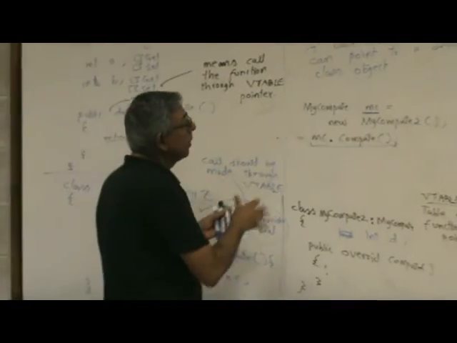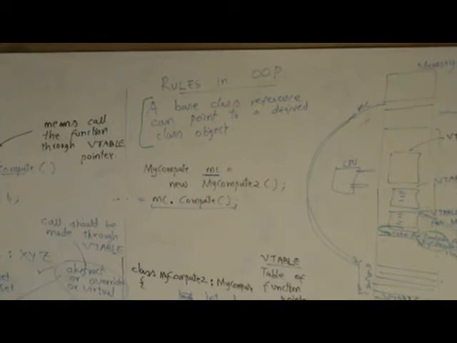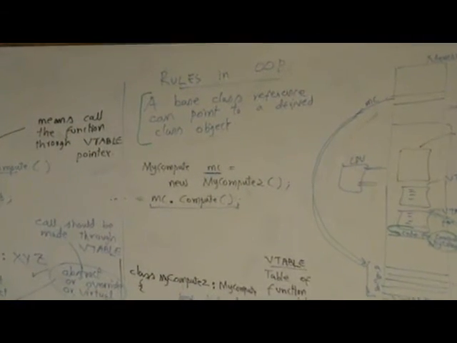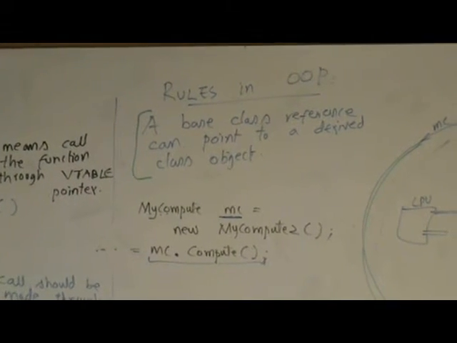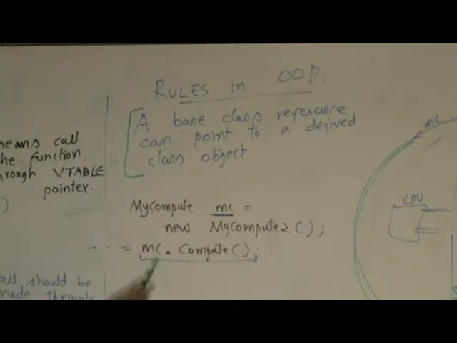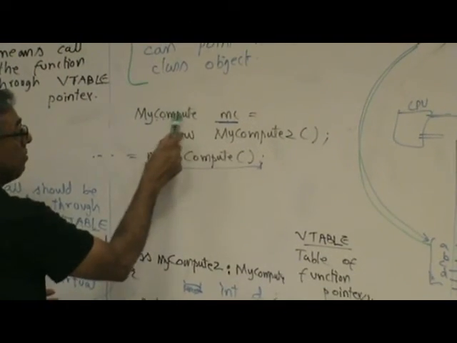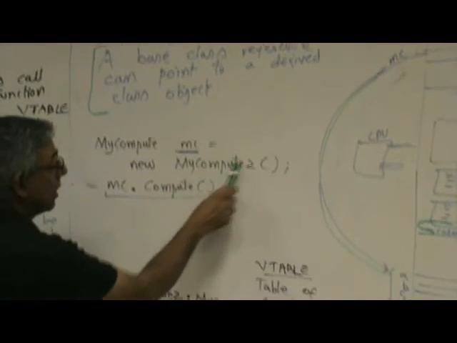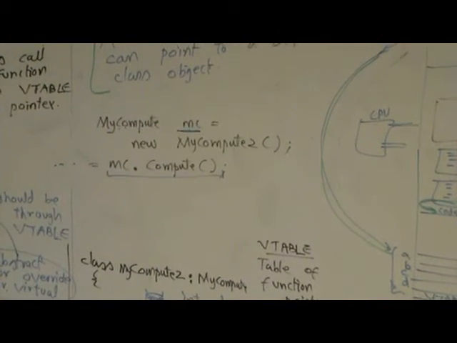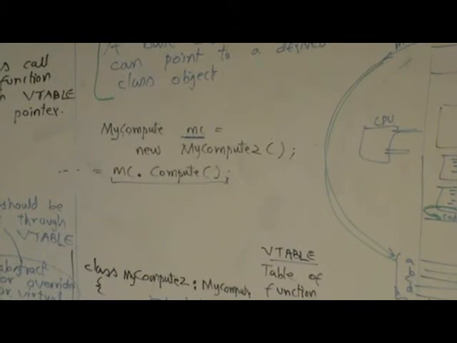So all of these complications are needed because of this fact. If we did not have this need, then there's no need for a vtable. The compiler can simply check, oh, it is this type, let's call the compute in this class, okay? Whenever we have a base class reference pointing to some other derived class, that's when a vtable is needed, okay?